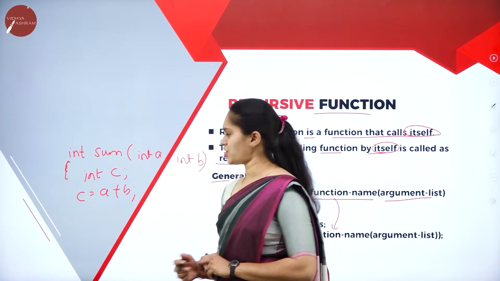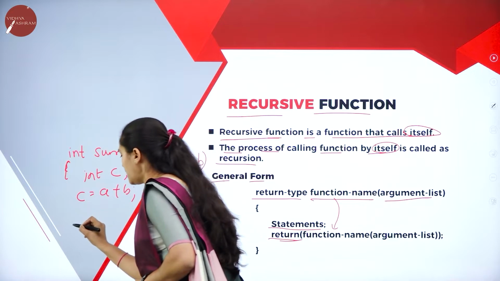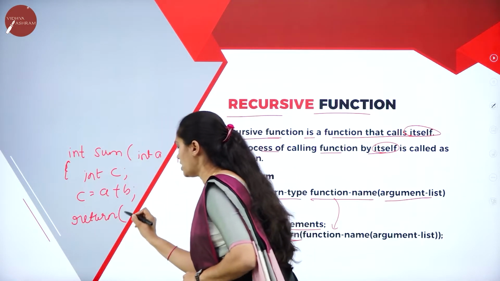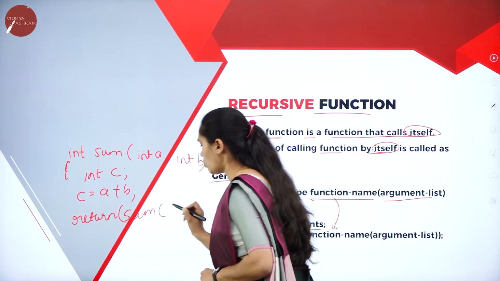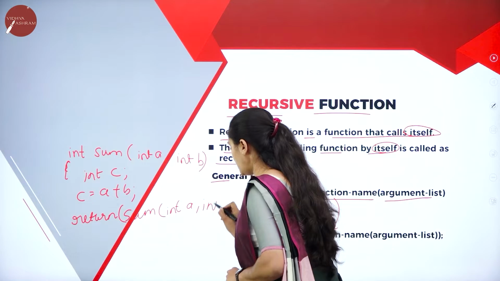So in the return statement, instead of sending the c value, I am just calling this function again. Then how am I going to write that? Return of, what is the function name? That is sum, and what does it include? It has 2 variables called int a comma int b.